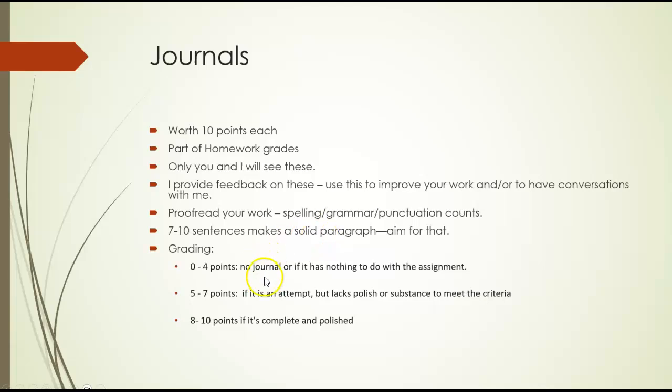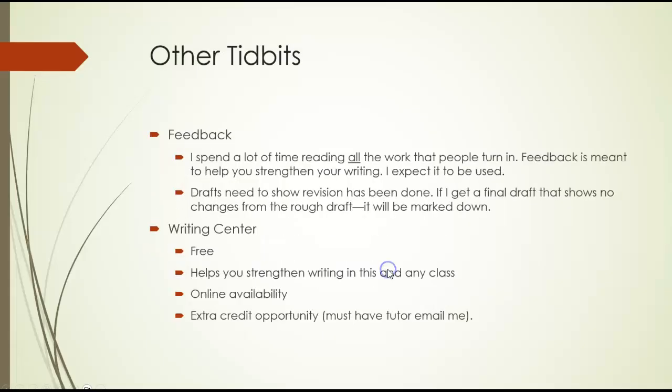Aim for that. The grading for journals is 0 to 4 points if there's no journal or if it has nothing to do with the assignment, 5 to 7 points if it's an attempt but lacks polish or substance, and 8 to 10 if it's complete and polished. A few other tidbits to know. I spend a lot of time reading all the work that people turn in, and feedback is meant to help you strengthen your skills. I expect the feedback to be used. Drafts need to show revision has been done. If I get a final draft that shows no changes from the rough draft, it'll be marked down.